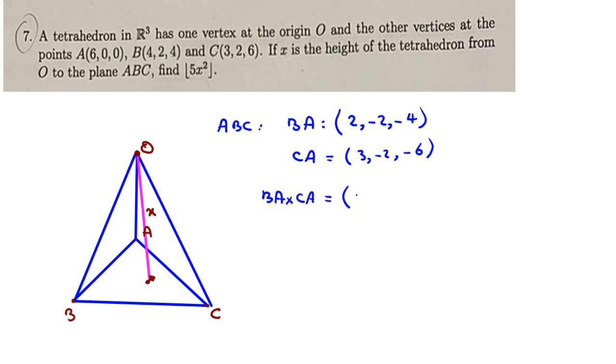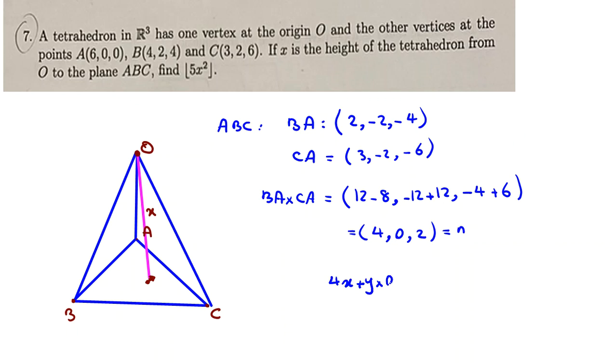And then BA cross product CA. It will be 12 minus this 8. For this one, it will be negative 12 plus 12. And the last one is what? For this one, negative 4 plus 6. Okay, it will be 4, 0, 2. So we can say what? It is n dot. If you want to find the equation, you say this dot (x, y, z) equals 0. So 4x plus y times 0 plus 2z plus k equals 0.